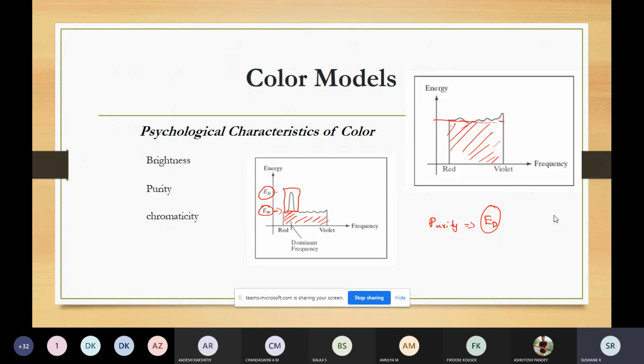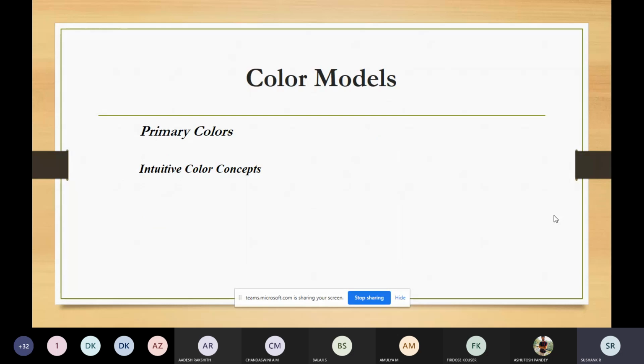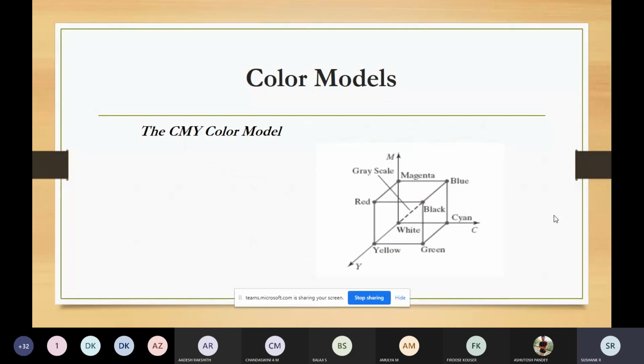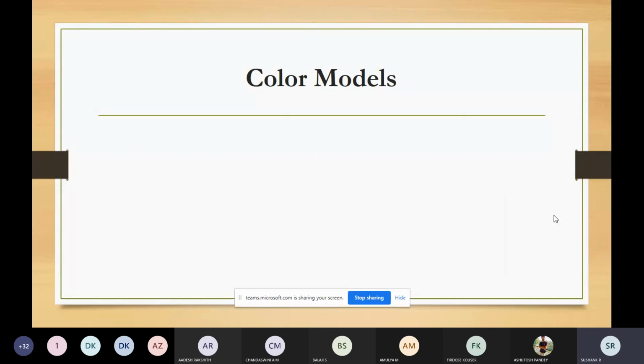So this is regarding the characteristics of color. In the next class, we'll talk about the color models. As a continuation, we have two color models: one is the primary color model, and the other is the intuitive color model. After that, we'll talk about the RGB color model, the CMY color model, and how to convert from one color model to another.